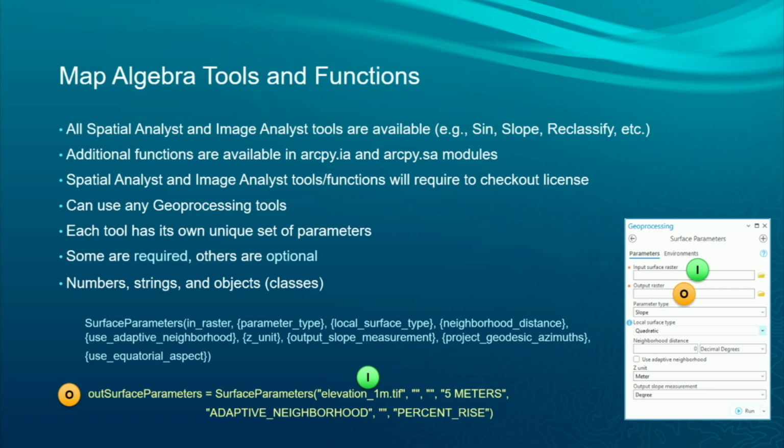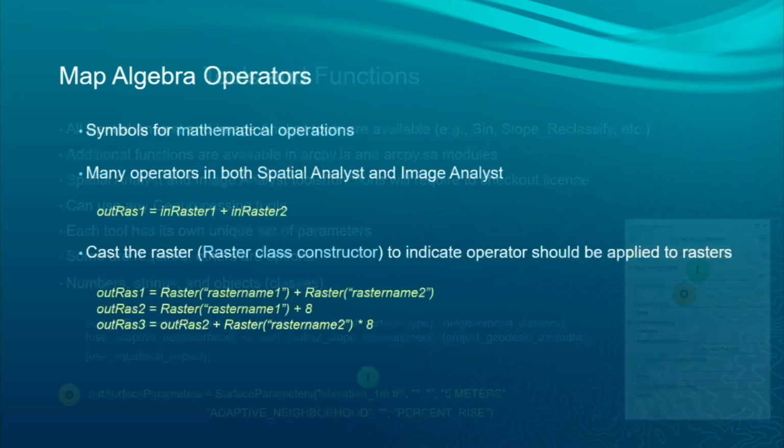You can also use any other geoprocessing tool. Each tool has its unique set of parameters. Some are required, some are optional. You already know about it. And if you look at the parameters, some of them are numbers, strings, and other objects.